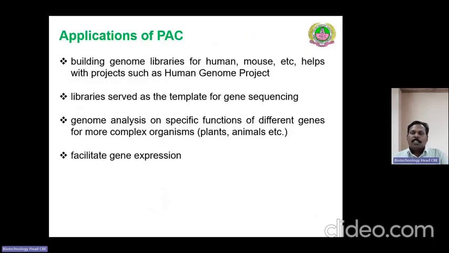The application of these P1 artificial chromosomes is very much helpful in construction of genomic DNA libraries of human, mouse, and even other organisms. And this was very much used in the human genome projects. And these DNA libraries serve as template for larger gene sequencing and genomic analysis for analyzing the specific functions exhibited by the different genes of complex organisms like plants and animals. And these artificial chromosomes are capable of facilitating gene expression of the cloned DNA, producing recombinant proteins.